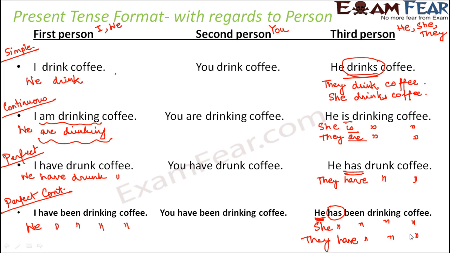That is he, she, Ram, Sita. All of these will have has. Similarly, drinks, eats, sleeps, cooks, these are used with third person singular number. Now this third person singular number could be he, she, or any other name of a third person.